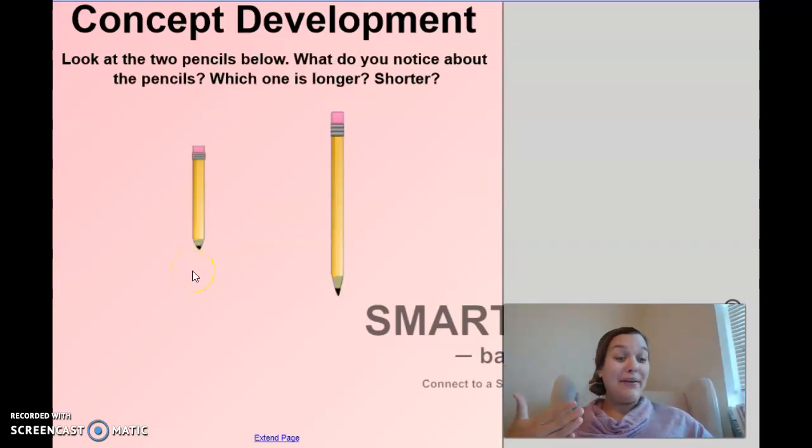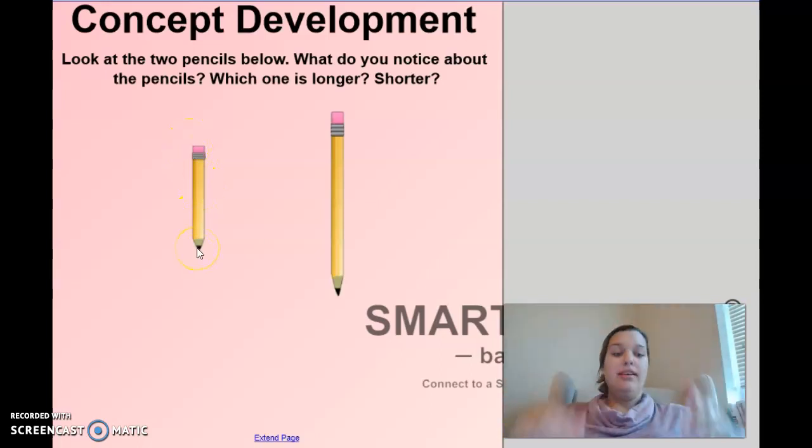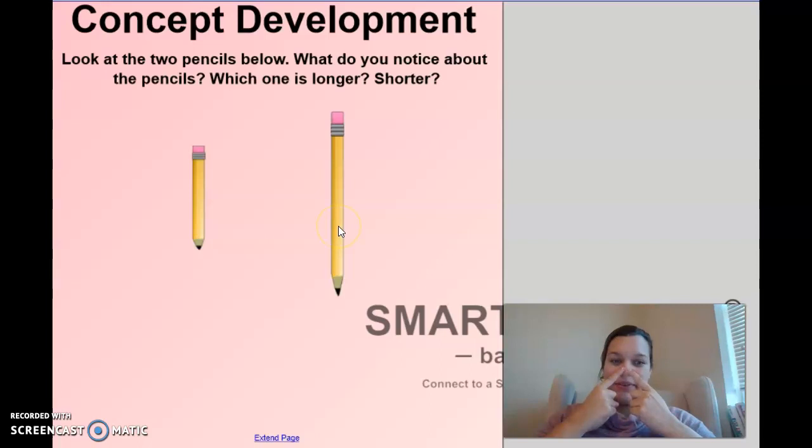Okay. So now I want you to look at the two pencils. What do you notice about them? Which one's longer? Which one's shorter? Go ahead and pause me and think about how you would answer if I asked you which one was longer and which one was shorter. Okay, so what do you think? Which pencil is longer? Is it this pencil over here or this pencil over here? Put your hand on your head if you think it's this pencil, and put your hand on your nose if you think it's this pencil.